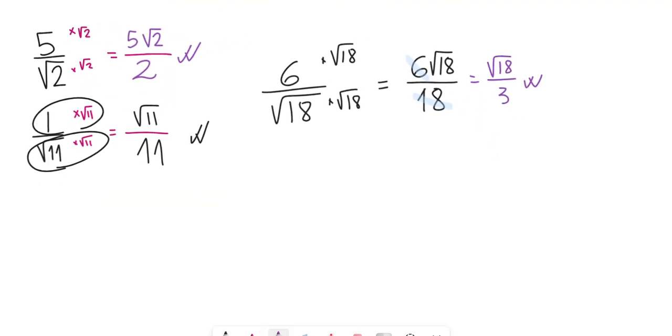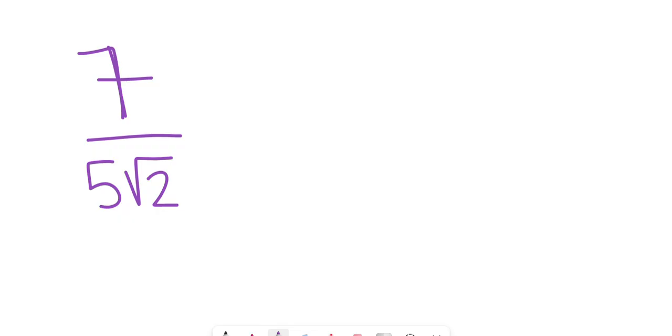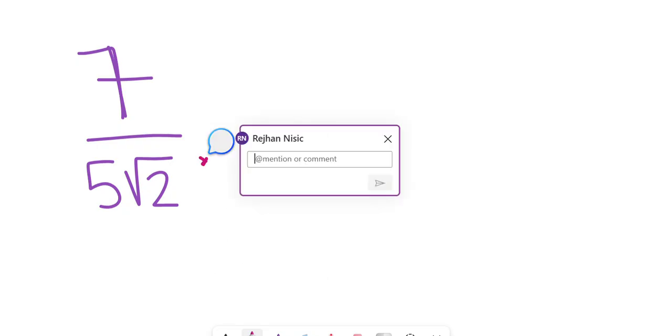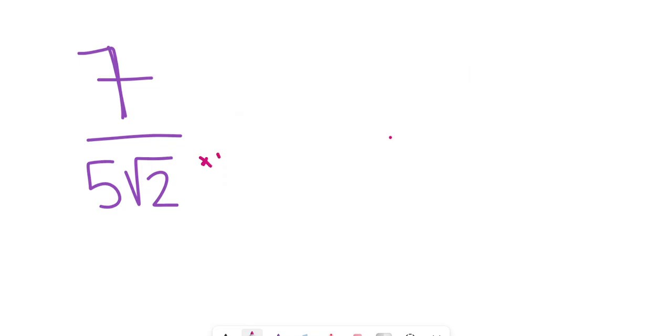So the idea is we do not want to have a radical in the denominator, so we multiply by whatever the radical is. Okay, what if we have 7 over 5 radical 2? What do we want to get rid of here? Of radical 2, of square root of 2. So we multiply this by square root of 2, and we multiply this by square root of 2.